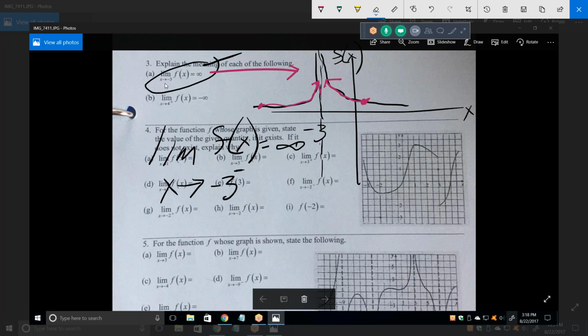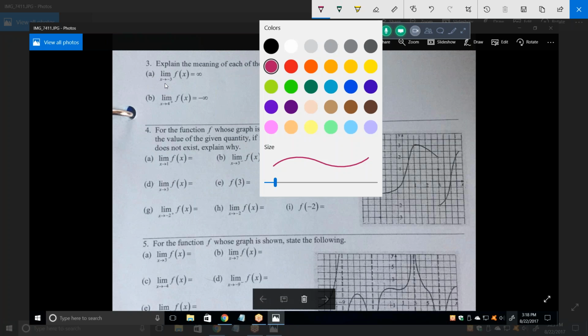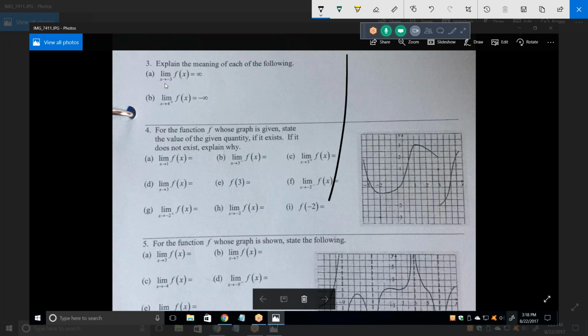Okay, so let me draw a picture to illustrate number B. What kind of function would be like number B? Well, first of all, when stuff approaches infinity or negative infinity, it means there's an asymptote, a vertical asymptote. So where's the vertical asymptote here? On number 3B, it would be at 4. Okay, let's go out to 4. Let's draw a vertical asymptote there.